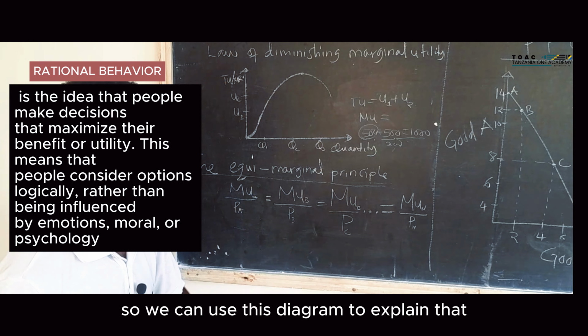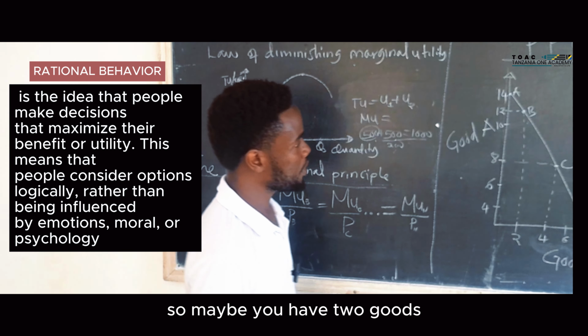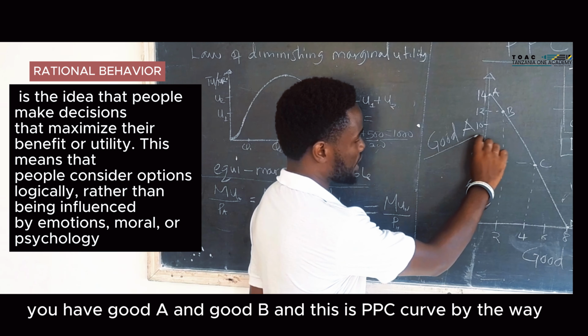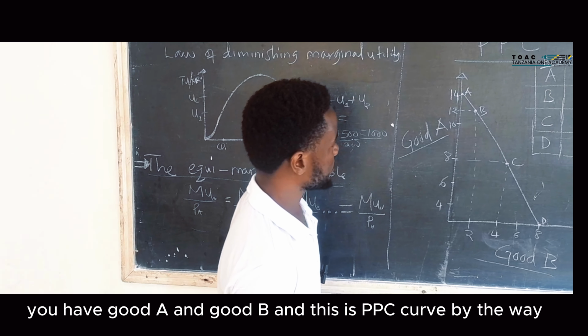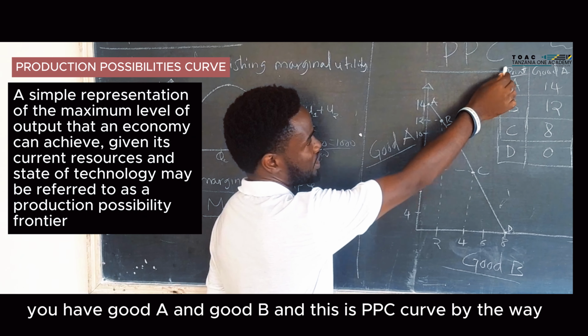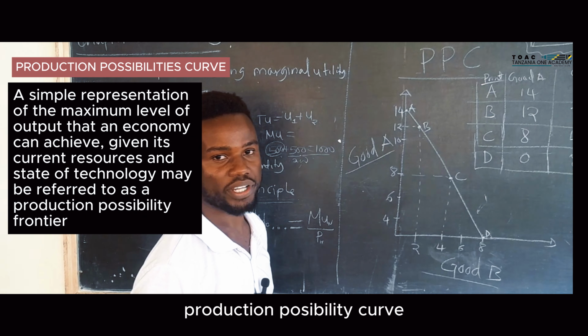We can use this diagram to explain that. So maybe you have two goods, good A and good B. And this is the PPC curve, by the way, the production possibility curve.